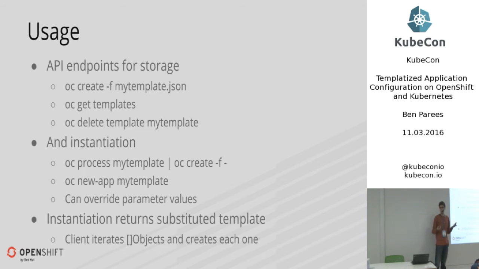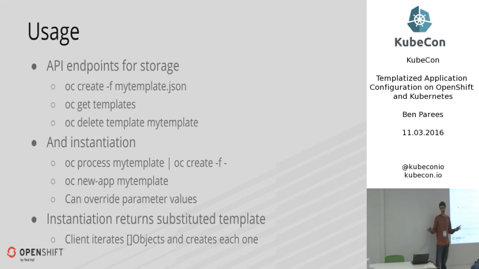Now, once you've stored it in the system, you want to actually instantiate it. There are a couple of options. oc process is a command line tool which will just process the template, meaning do all of the substitution and return you the objects that were in the template with the substitution complete, so you can then pipe that to an oc create and it'll create everything.